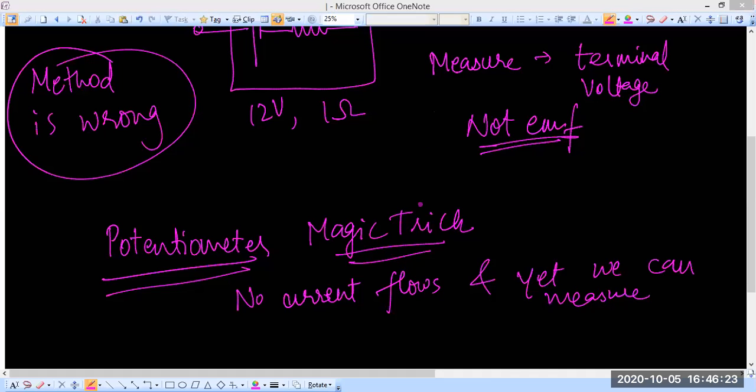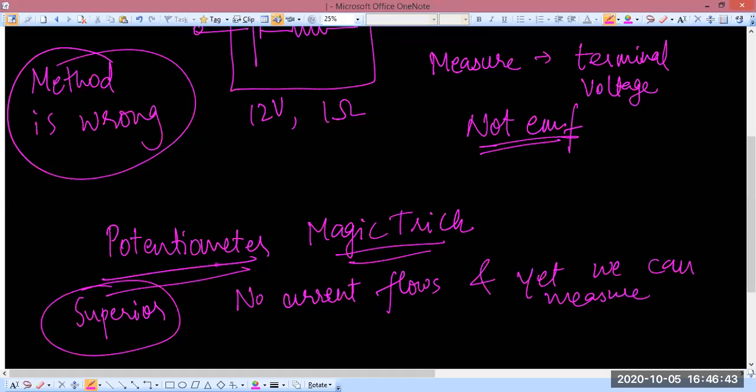Do you agree with this sentence? No current flows and yet we can measure the voltage. છે ને જોરદાર. So that is why potentiometer is superior. That is why potentiometer, in my view, is a superior device compared to voltmeter, right? બેટરીને ડીંગો દેખાડી દીધો, લે લે લે કરંટ ન લીધો ને મેજરે કરી લીધું, લે એવું કંઈક.